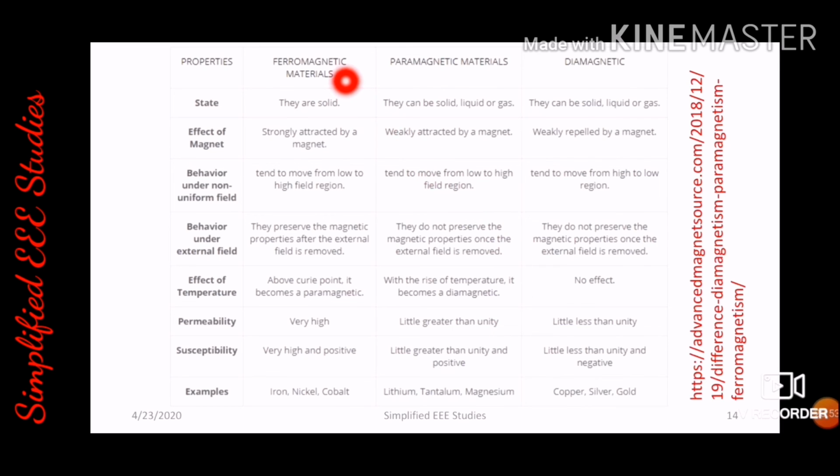Could you list out some examples for ferromagnetic material? Yes, iron, nickel and cobalt are the basic examples of ferromagnetic material, whereas lithium, tantalum and magnesium belong to paramagnetic material. Let's look at some examples of diamagnetic material: copper, silver and gold belong to diamagnetic material. I hope you understood. This is most important, so please don't leave this area. Questions may be asked in any manner, so be ready for that.